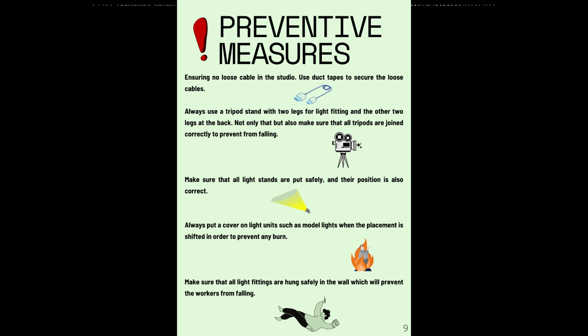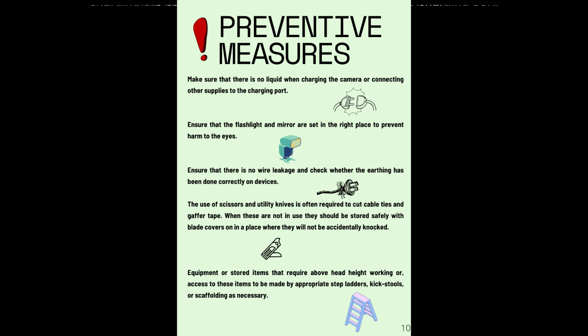The fourth one, always put a cover on light units such as model lights when the placement is shifted in order to prevent any burn. The fifth one, make sure that all light fittings are hung safely in the wall, which will prevent the workers from falling. The sixth one, make sure that there is no liquid when charging the camera or connecting other supplies to the charging port. The seventh one, ensure that the flashlight and mirror are set in the right place to prevent harm to the eyes.